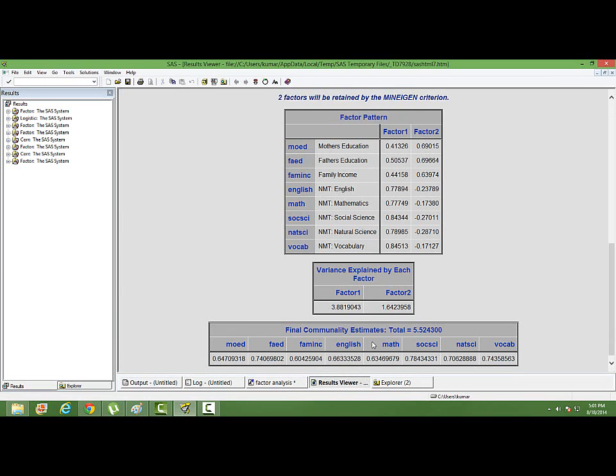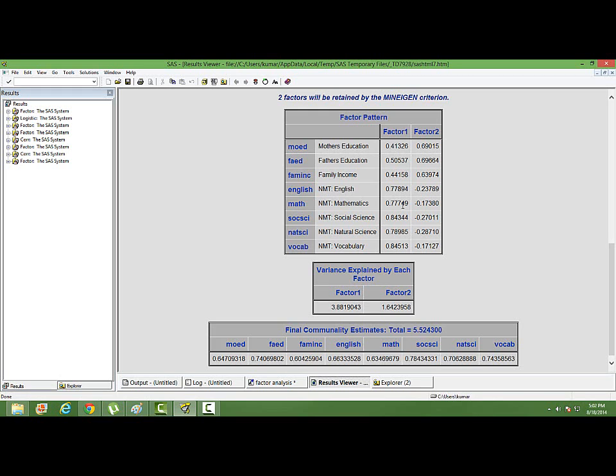Now let us go back to the result and see where factor 1 is contributing more. If you see English, the coefficient for the English score is 0.77 for factor 1 and minus 0.23 for factor 2. Hence, factor 1 is contributing more to the English score than factor 2. Similarly, mathematics: factor 1 is 0.77 and factor 2 is 0.17. The coefficient for factor 1 is significantly higher than the coefficient for factor 2. Hence, factor 1 is contributing more to the mathematics score.